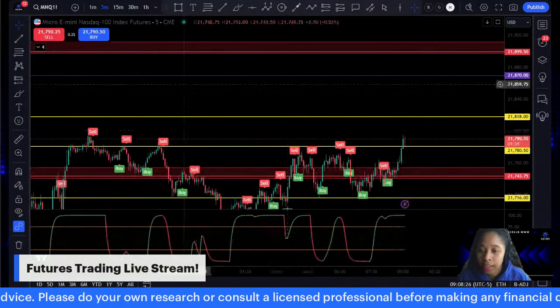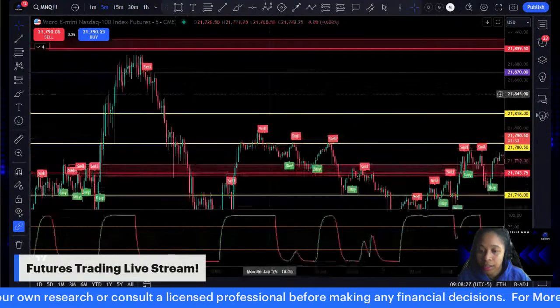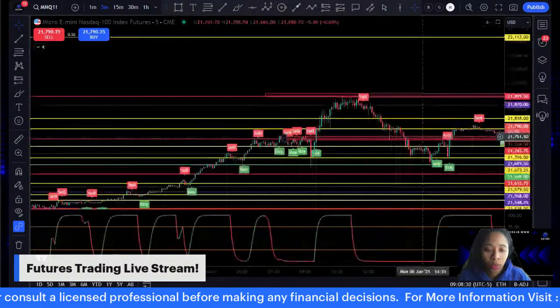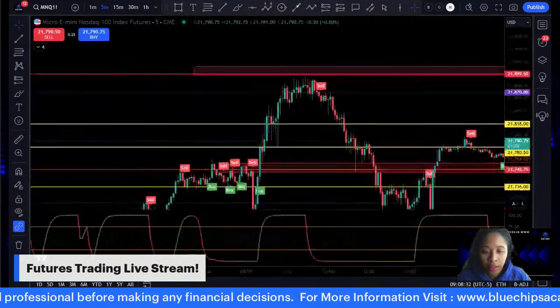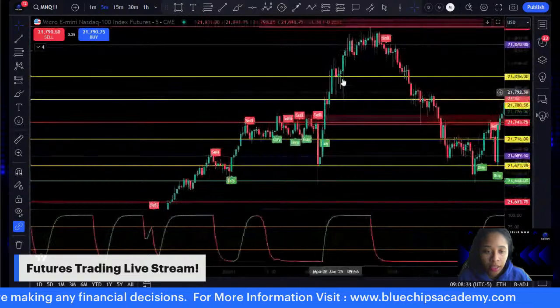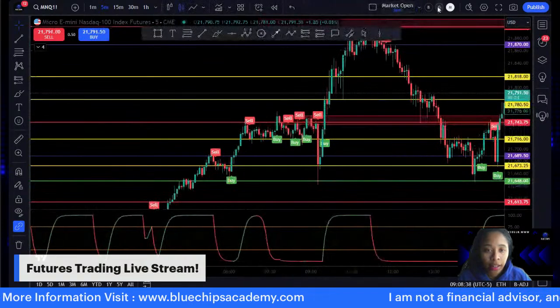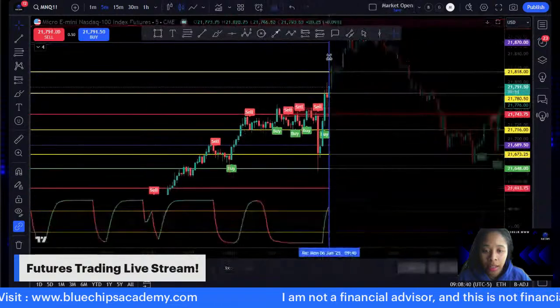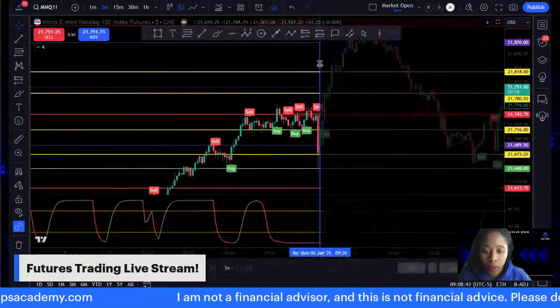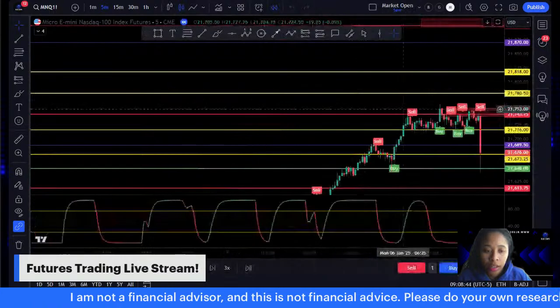Let's go back here. Let's look at how price played out yesterday. Okay, so this is what we were looking at yesterday. This nice little movement right here. So I'm gonna do a replay and let's see. Okay, so this is where we were.